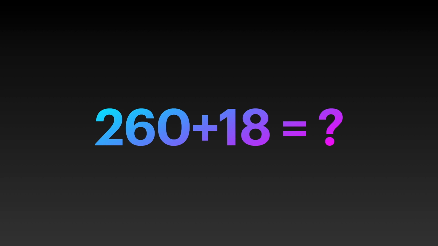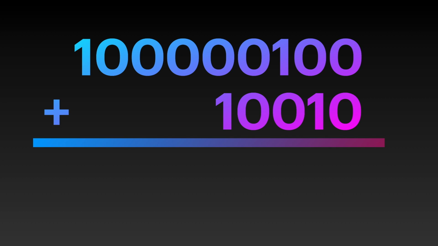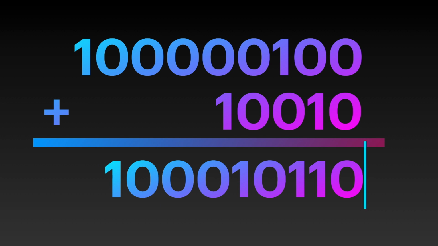What's 260 plus 18? Well, here are the binary numbers. 260 is equal to 1, 0, 0, 0, 0, 0, 1, 0, 0, and 18 is equal to 1, 0, 0, 1, 0. I'm tired of saying 1, 0 all the time. I just said it again. So here's our addition. Most of them are just zeros and ones, so you can just add them up perfectly, and you'll get this number, 1, 0, 0, 0, 1, 0, 1, 1, 0.